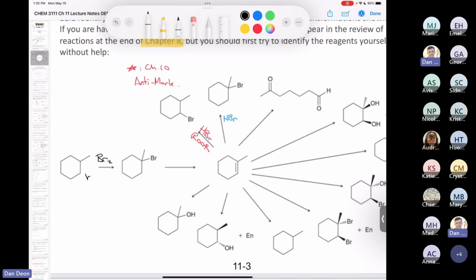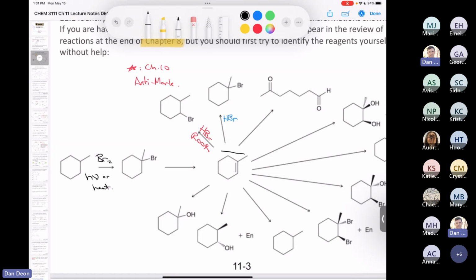So we'll put here bromine. We'll put h nu, that represents light. Then we'll put here or heat. Either one is perfectly acceptable. And remember, that's also a reaction that's found in chapter 10. It's free radical addition of bromine to a hydrocarbon.